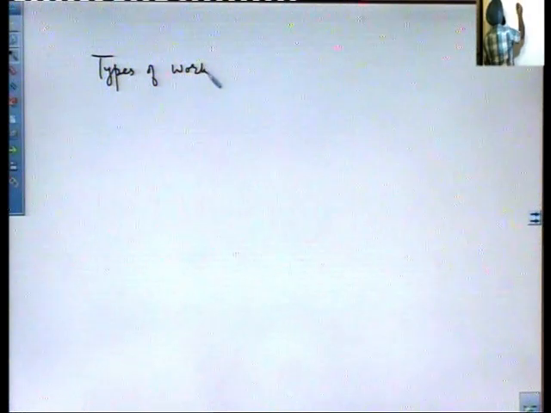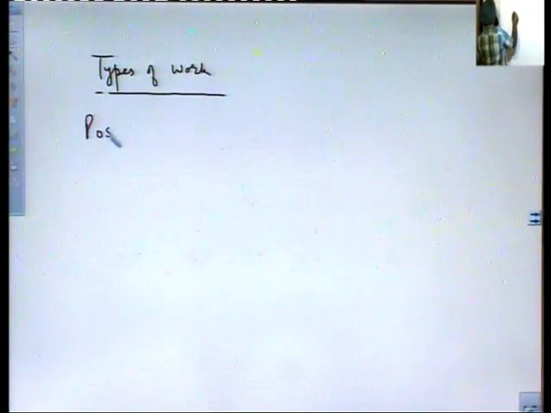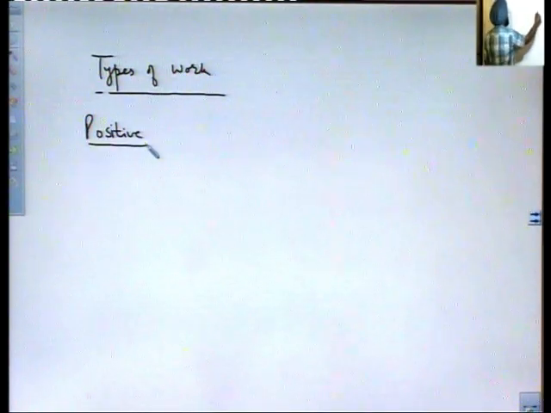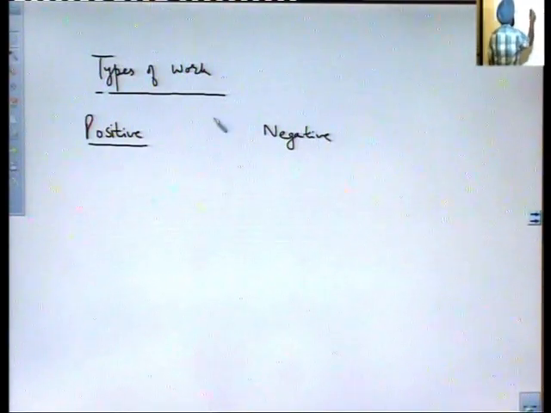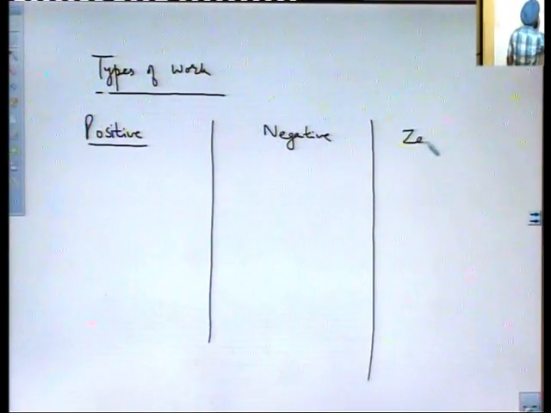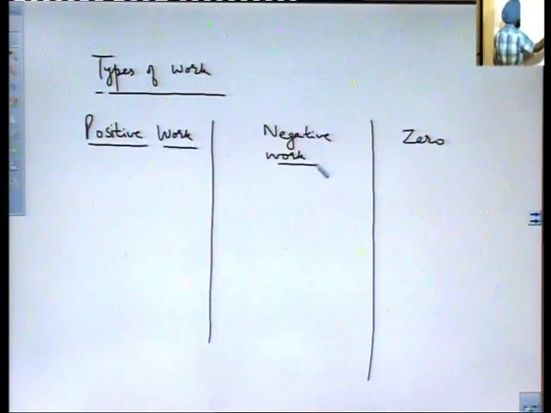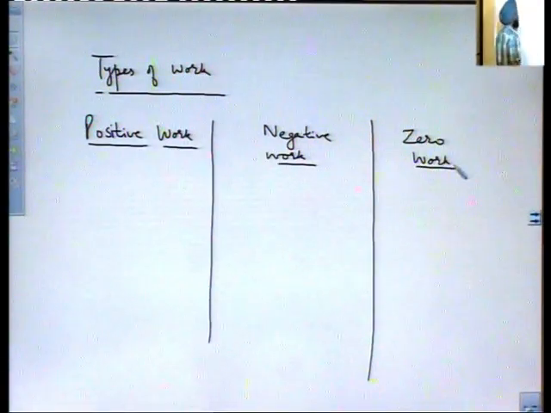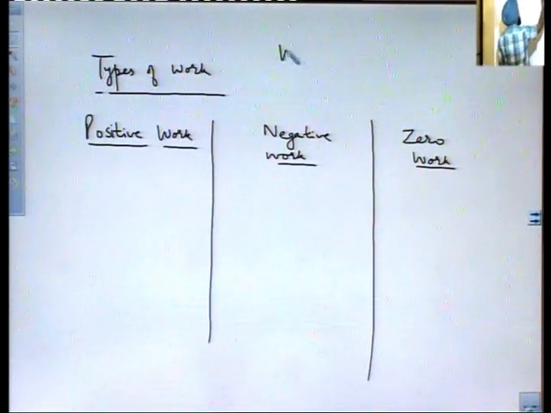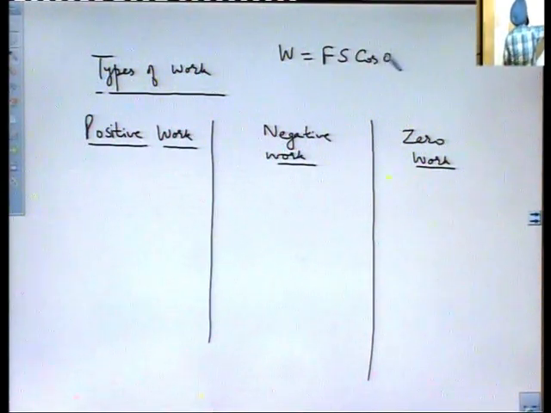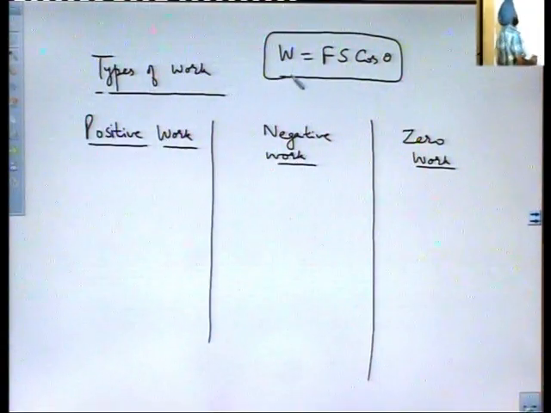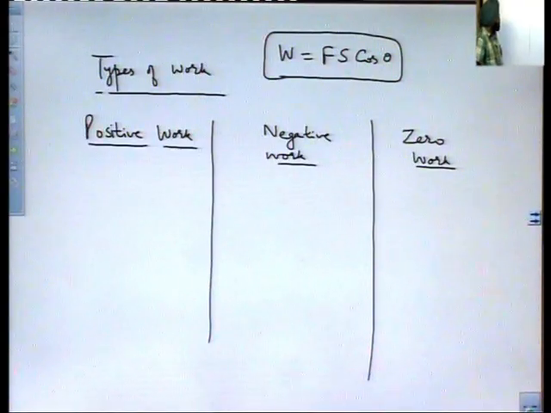Now work has 3 types. It may be positive, it may be negative, it may be 0. Positive work, negative work, 0 work. We have work is equal to Fs cos theta. Now, depending upon force, depending upon distance, depending upon the angle theta, the type of the work will be calculated.